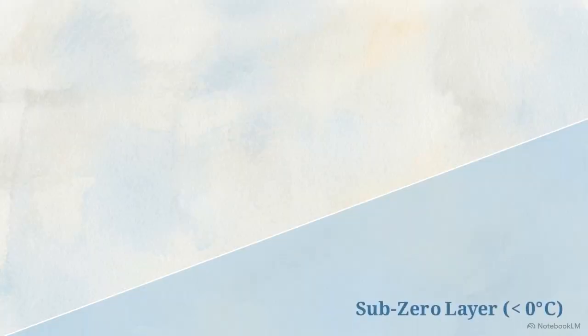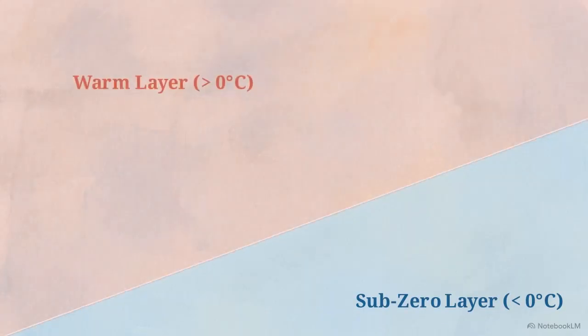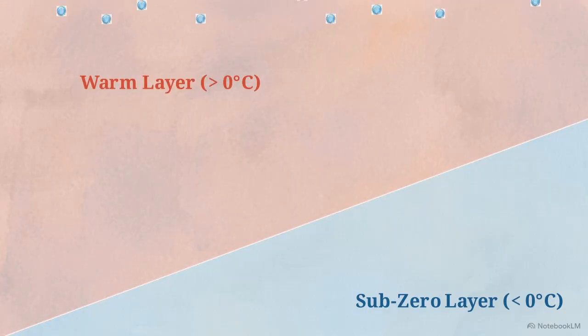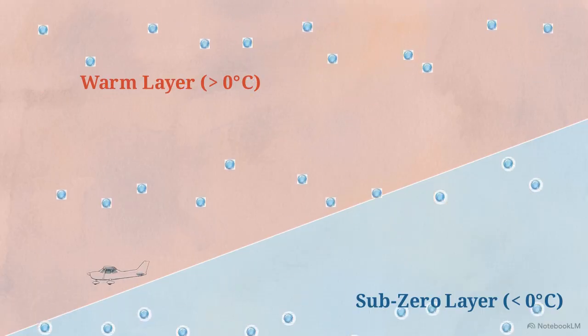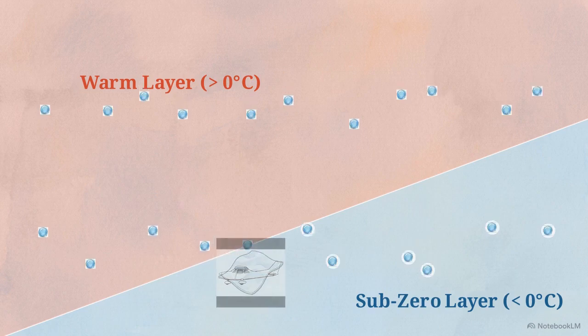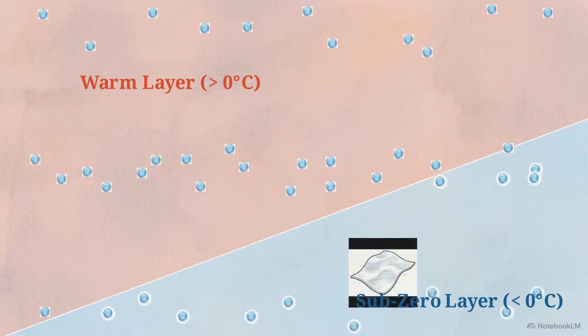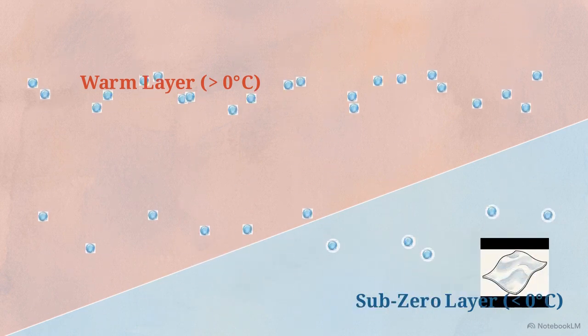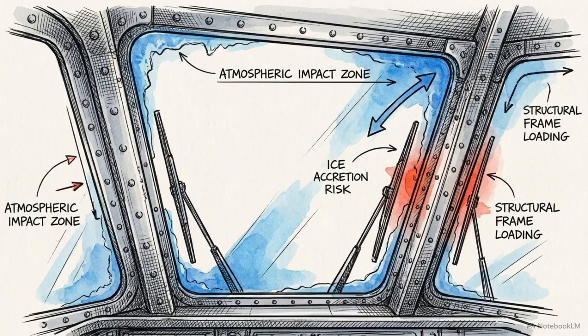This meteorological cross-section maps the most dangerous macrostructure, a warm front overriding a sub-zero layer. Raindrops from the warm layer fall through the boundary and instantly supercool. Flying beneath this inversion places the aircraft in a freezing rain environment, causing extreme clear ice accumulation.